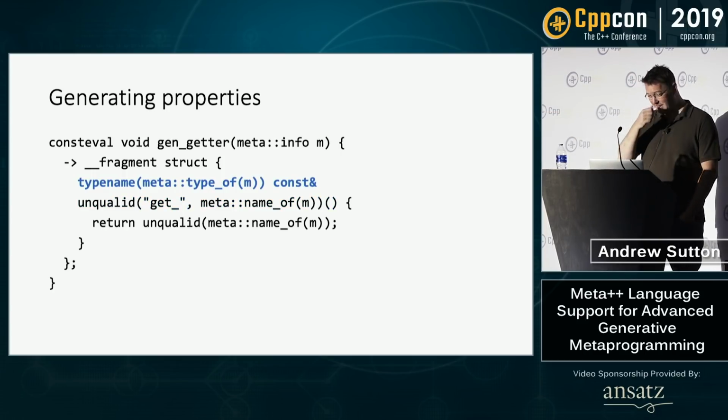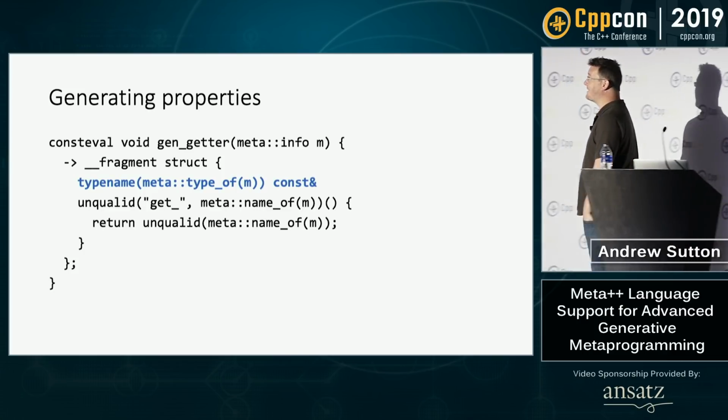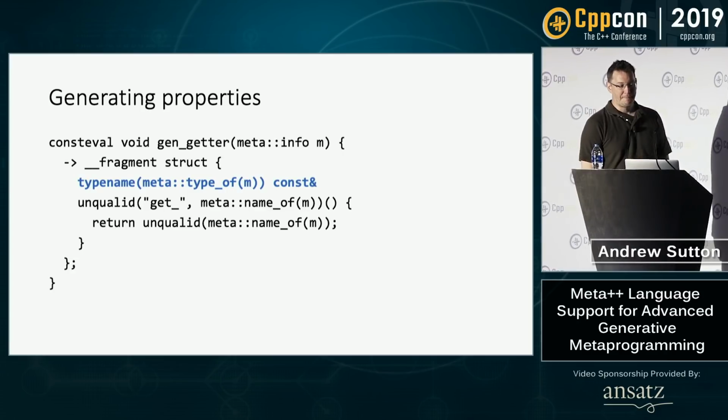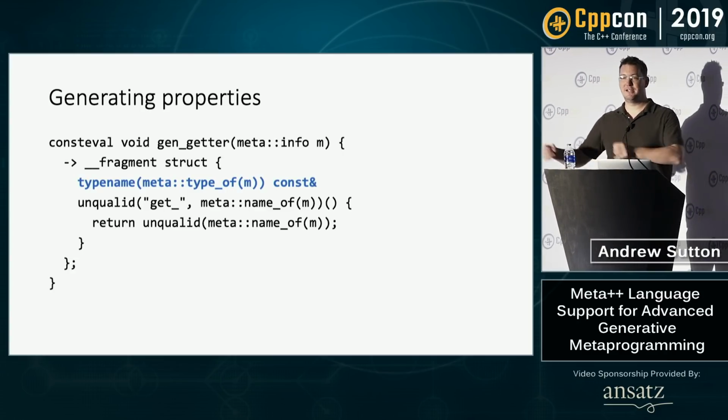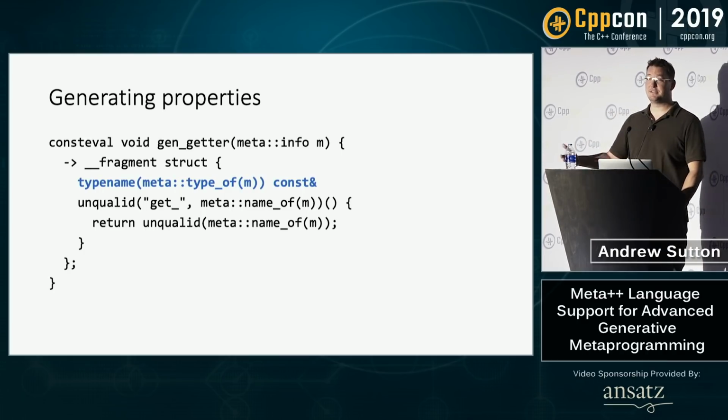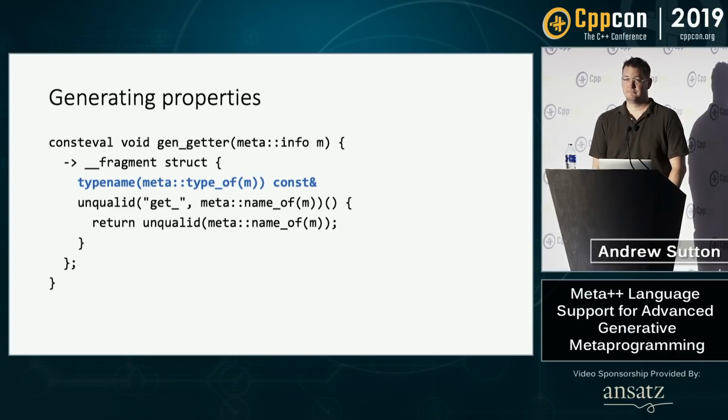So, generating the type. This is one of these static reflection operations, the reification operator. Typename is the reification operator. It takes a reflection of a type, and it generates a type name. So if the type of the member was int, this would generate the type int const ref, right?